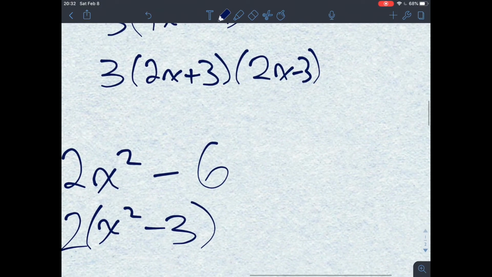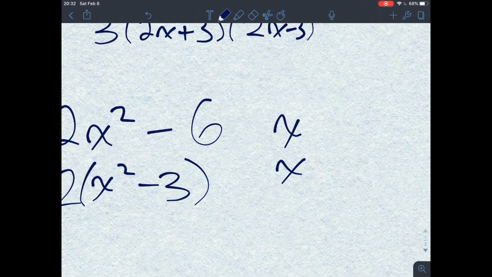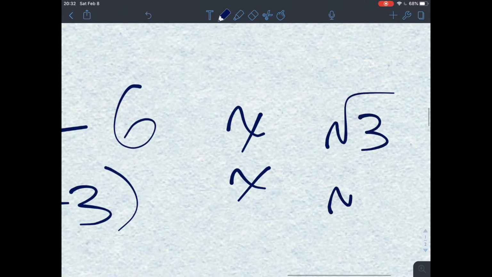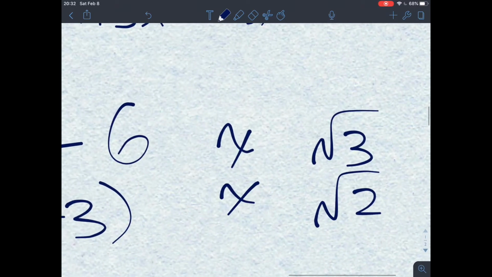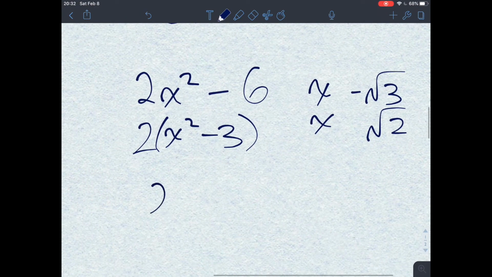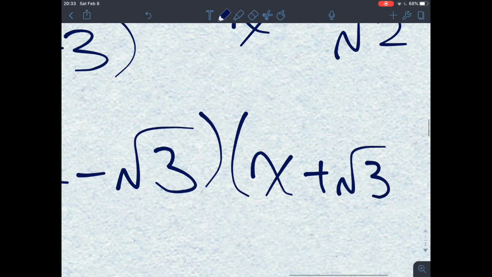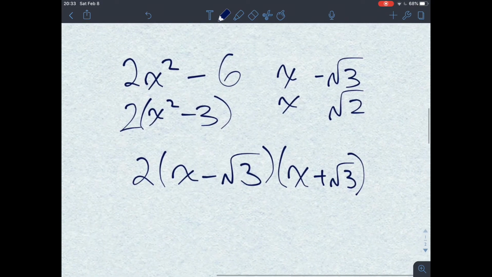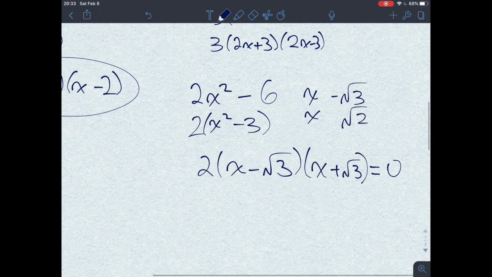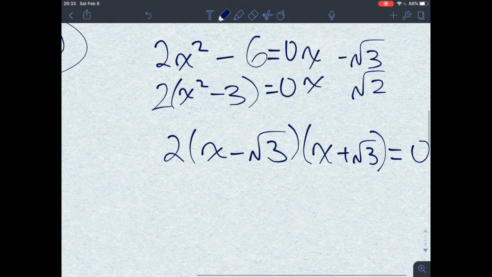So the square root of x squared would just be x. Then we can just do x times x. But the square root of 3, that's a little different. It's a little more difficult. But I don't really think we have to simplify this totally. So just write the square root of 3. And we write that 2 times. But because it's a minus sign, we have to make one of these negative. So the answer would be 2 times x minus root 3 times x plus root 3. And then if we set that equal to 0, the answer would be x equals plus or minus root 3.